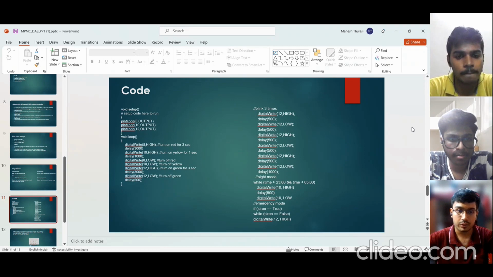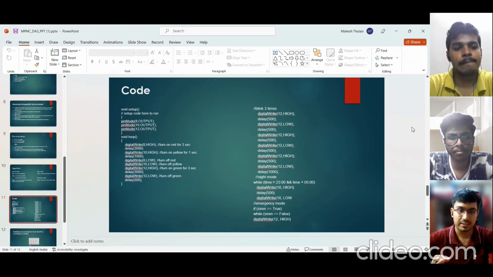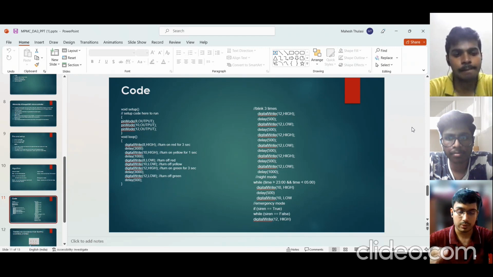Similarly, for turning off we need to mention LOW, and we need to have a basic syntax, which is the pin number and LOW or HIGH. This is how it can turn on and off. Here we've mentioned this in the void loop.